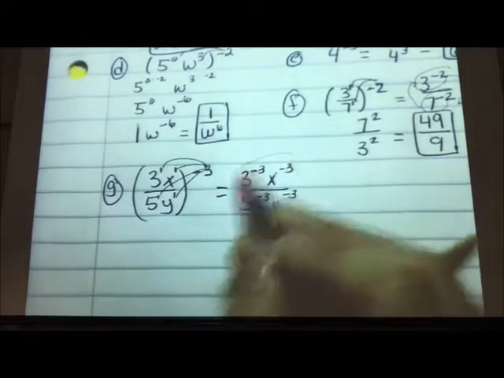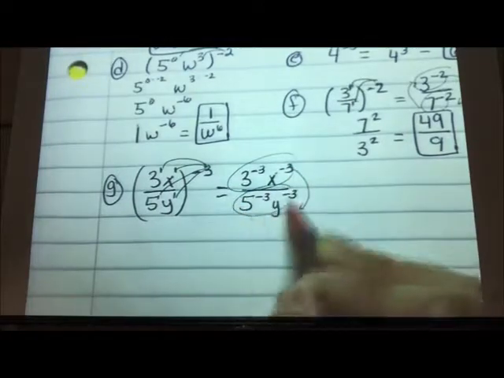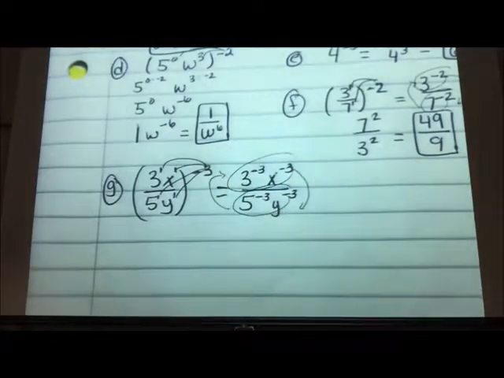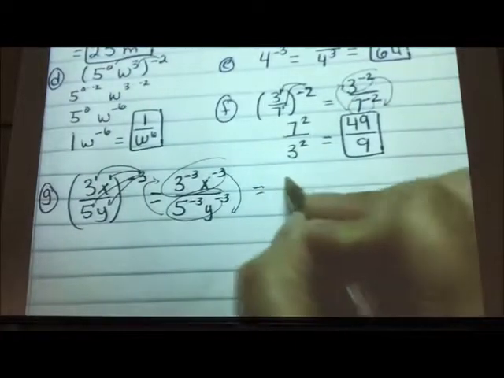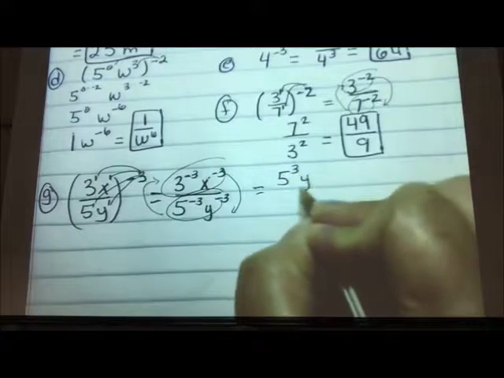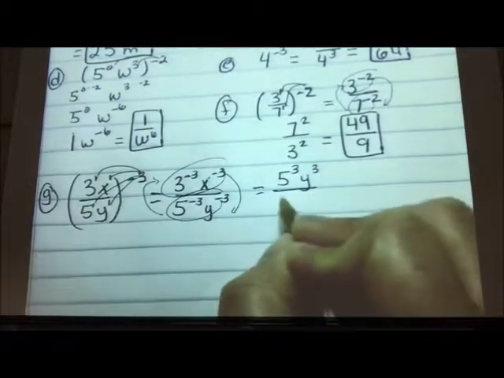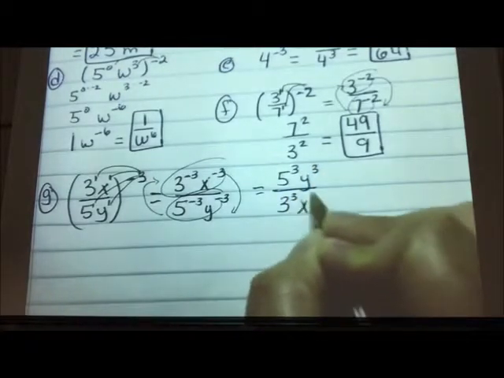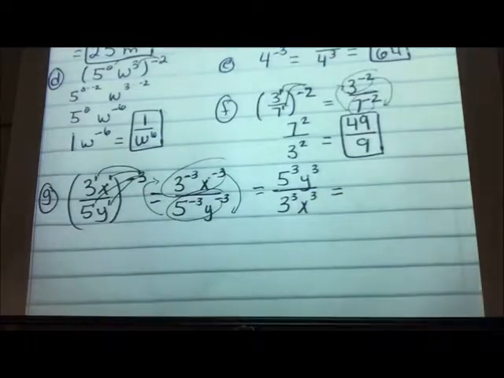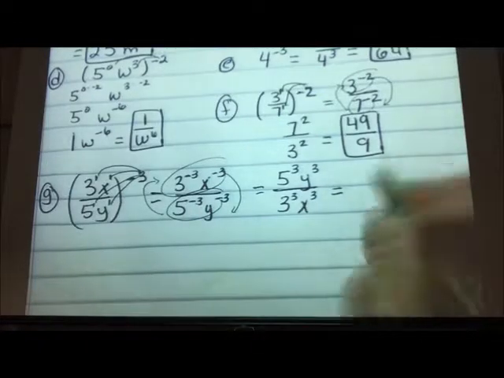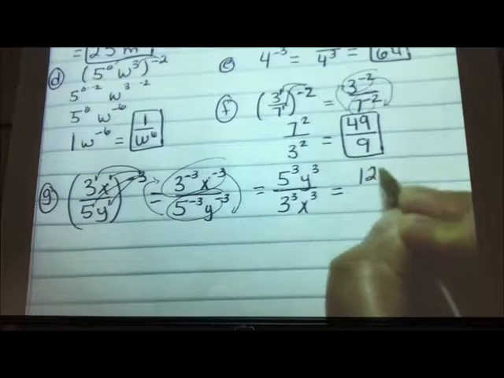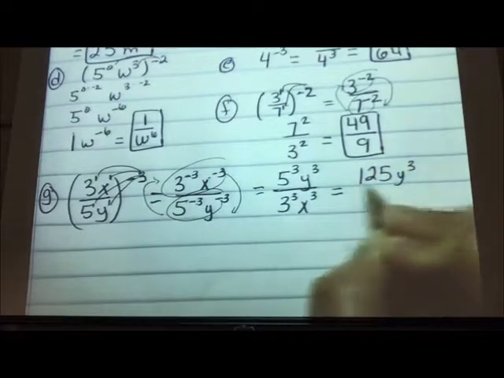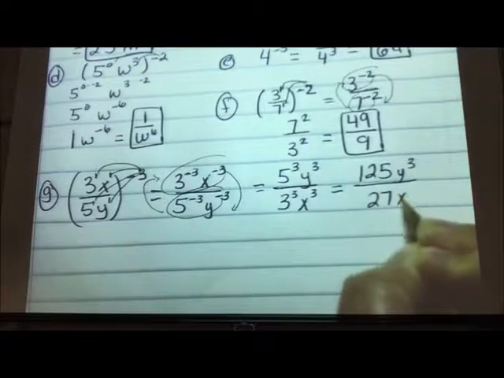So we're going to have to move both of these to the bottom and both of these to the top. And that's the only way that we can make them positive exponents. So this becomes 5 to the third, y to the third, over 3 to the third, x to the third. But because we can simplify the 5 to the third, and in case you don't know it, this is where you use the calculator. 5 times 5 is 25. 25 times 5 is 125. y to the third over 27x to the third.